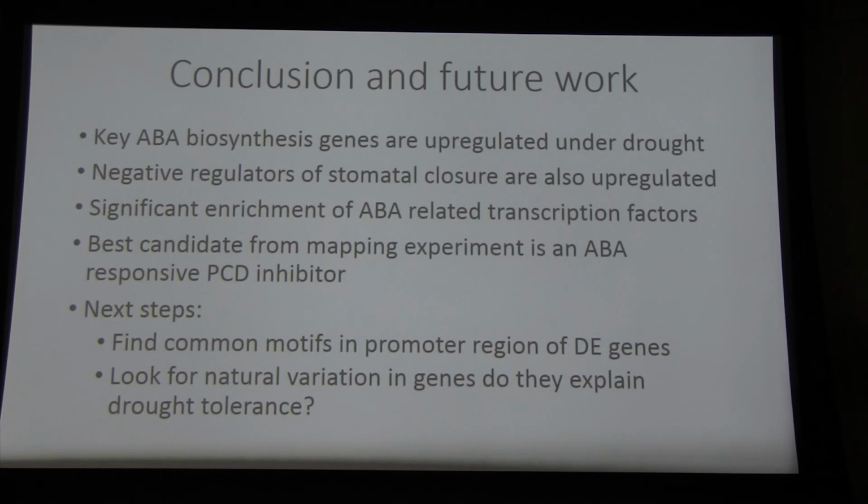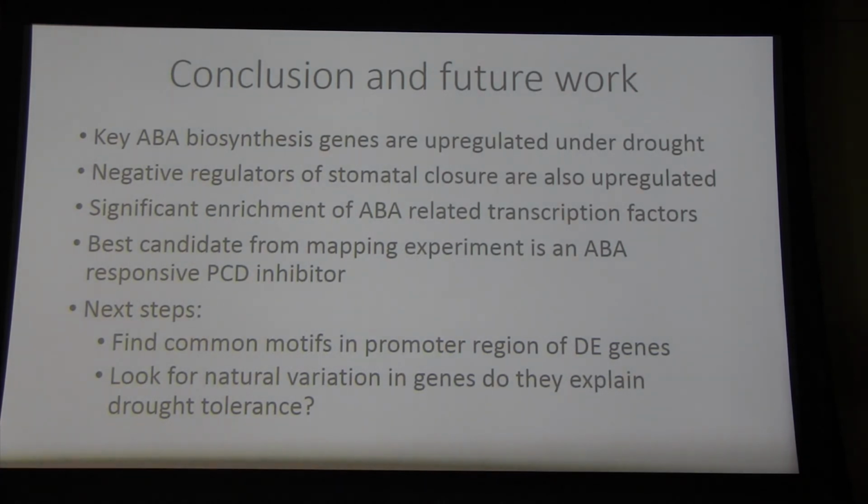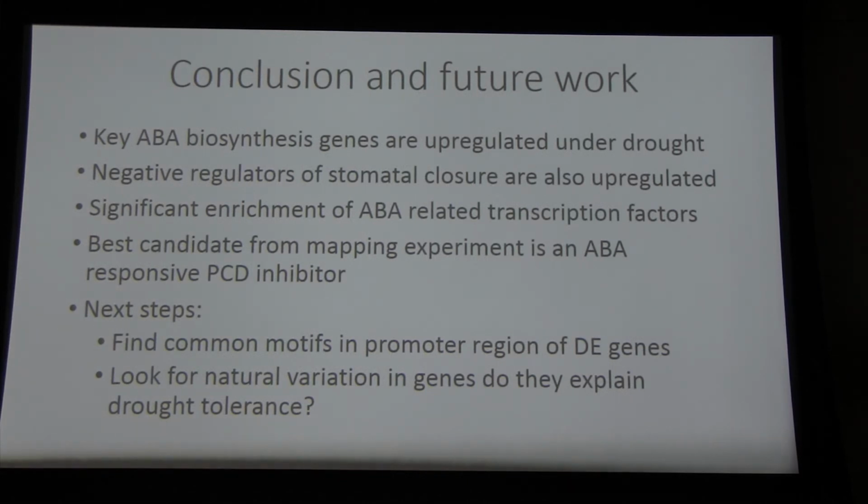And so just to sum up what I've told you so far, the key ABA biosynthesis gene is differentially expressed under drought, and it's upregulated. But so are negative regulators of the abscisic acid signaling pathway. And my best candidate for the chromosomal region that was associated with stomatal conductance is an abscisic acid responsive protein that seems to be an inhibitor of programmed cell death.